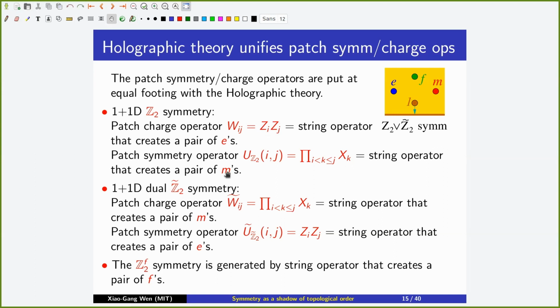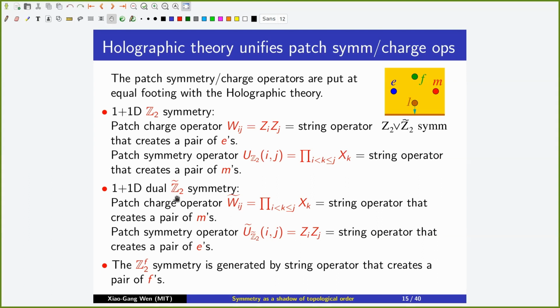And then in the bulk, similarly, we also need a string operator to create a pair of Z2 fluxes. If you bring that operator to the boundary, it should correspond to this kind of patch symmetry operator, which is a product of a bunch of X. Certainly this operator representation depends on the model. Like the Ising model and the dual Ising model have different representations. So in the dual Ising model, this operator would have a non-empty bulk, and this operator would have an empty bulk.